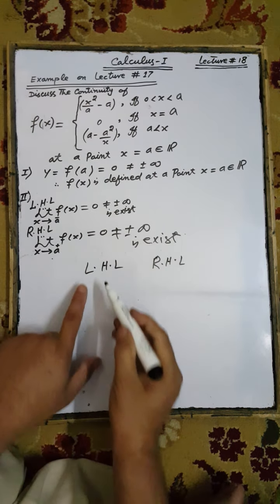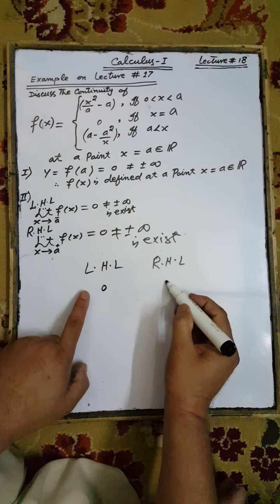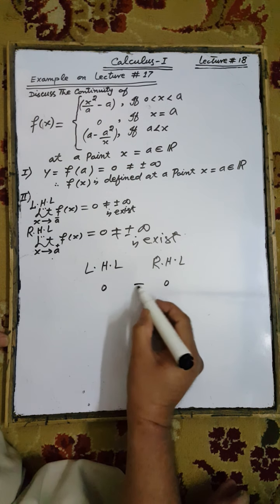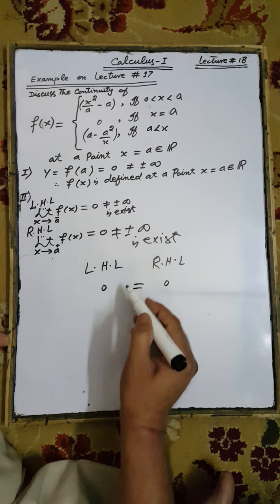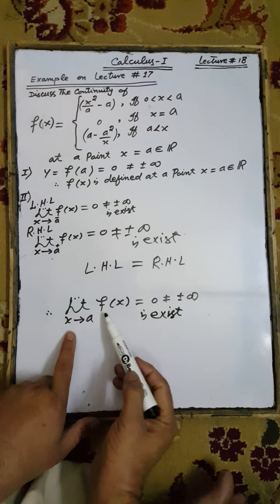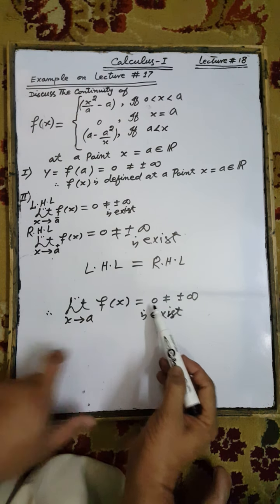The left hand limit of the function exists and is equal to 0, and the right hand limit of the function exists and is equal to 0. The condition between these two quantities is the condition of equality, that is, the left hand limit is equal to the right hand limit of the function. That is, the limit of the function f of x at the point a exists and is equal to 0.